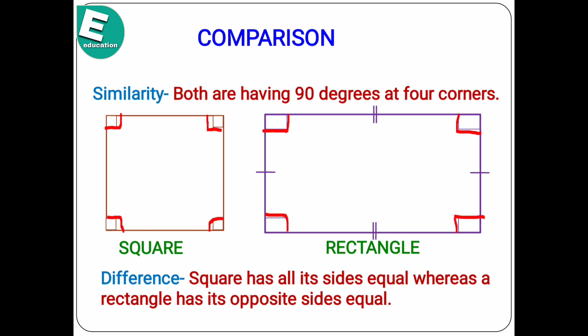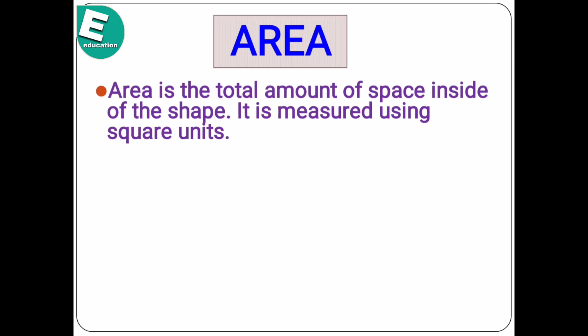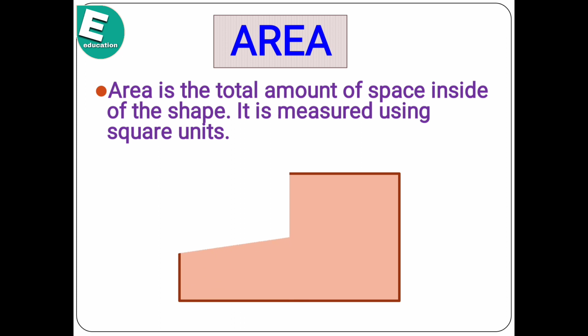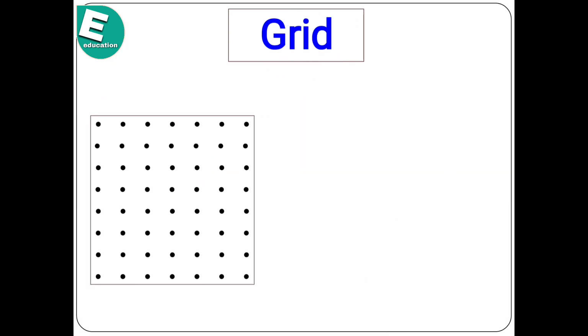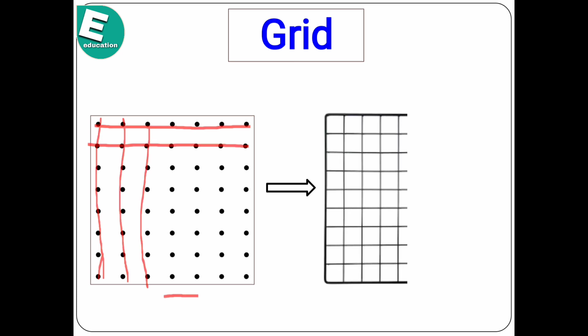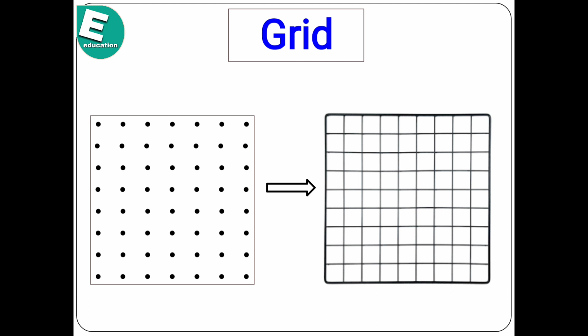Now, what is area? Area is the total amount of space inside of a shape. It is measured using square units. Before moving forward, let's talk about grid. This is a dot grid. You have seen this in earlier classes. Now, if we draw lines over the dots vertically or horizontally, we get a square grid having so many squares inside it, in which each grid square has a width of 1 centimeter and a height of 1 centimeter.